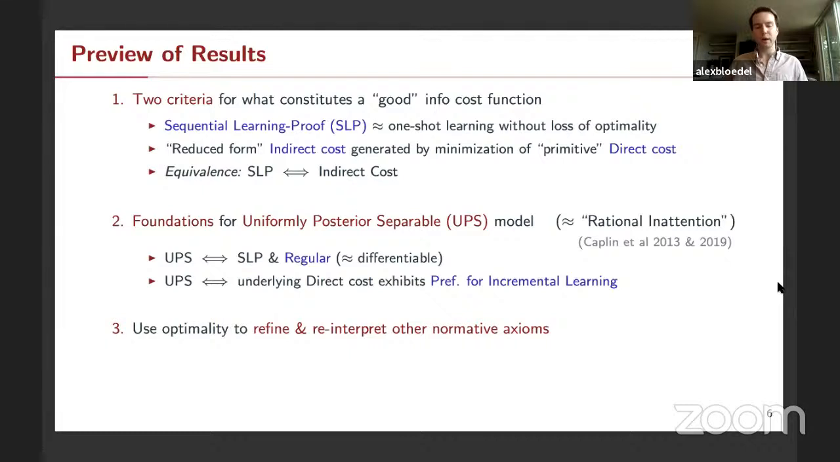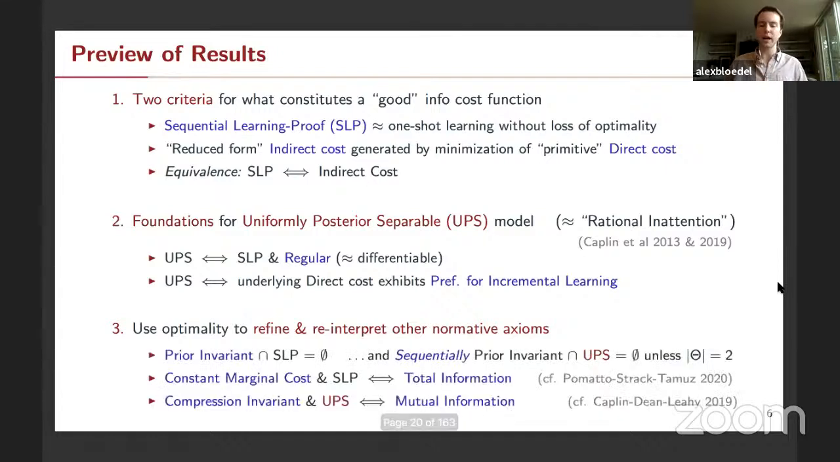Finally, in the third part of the paper, we use this framework to refine and reinterpret other normative axioms that have received attention in the literature. This allows us to, among other things, speak to some recent modeling debates in the rational inattention literature. Now, in the interest of time, let me defer an explanation of what these results say to the end of the talk.